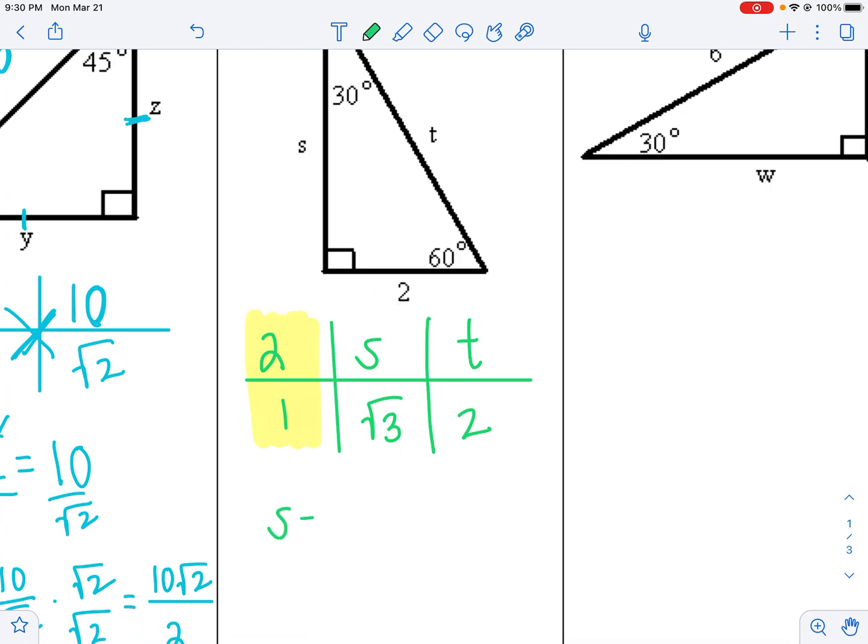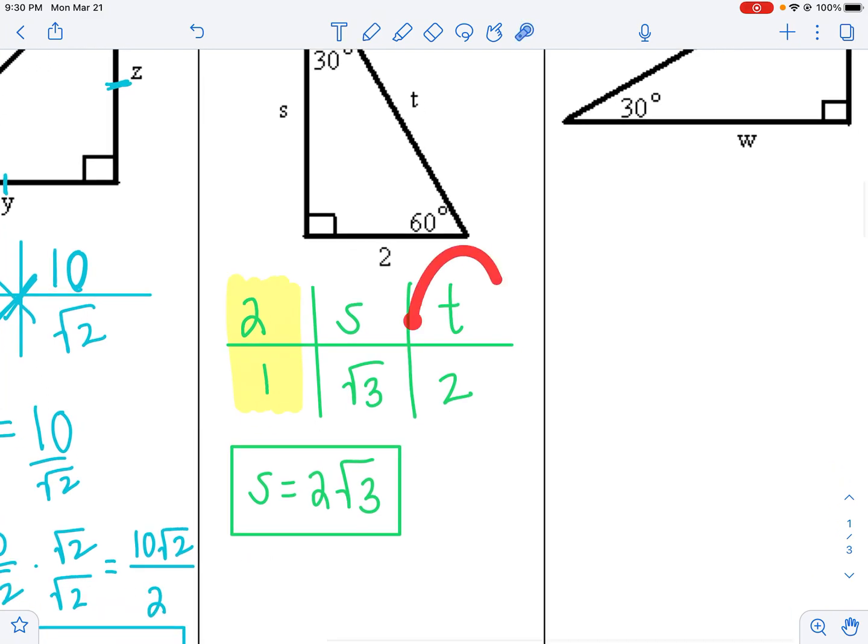S times 1 would just be S equals 2 times root 3, which would be 2 root 3. And then that's it. That was simple enough. There's nothing with the S, so I'm done solving.